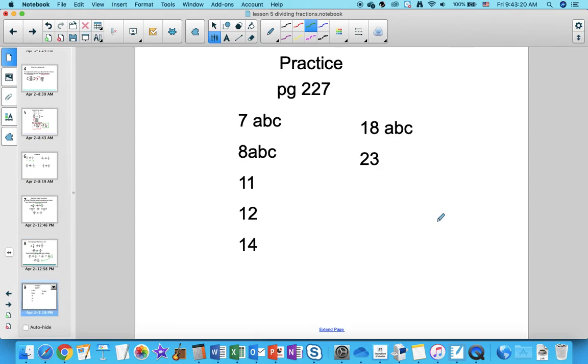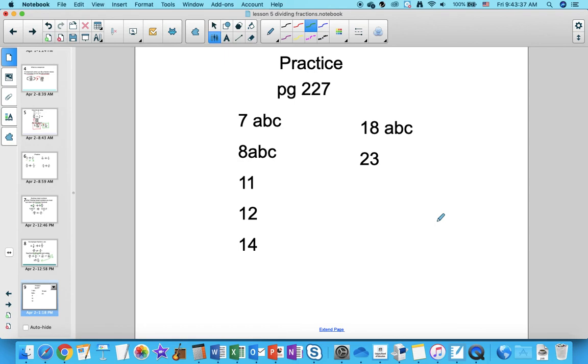Try these questions. The thing about this is that it's not hard. Keep, change, flip. It's not a hard concept to know. But a lot of times students will flip the first number and not change the symbol. So this ensures that you practice.